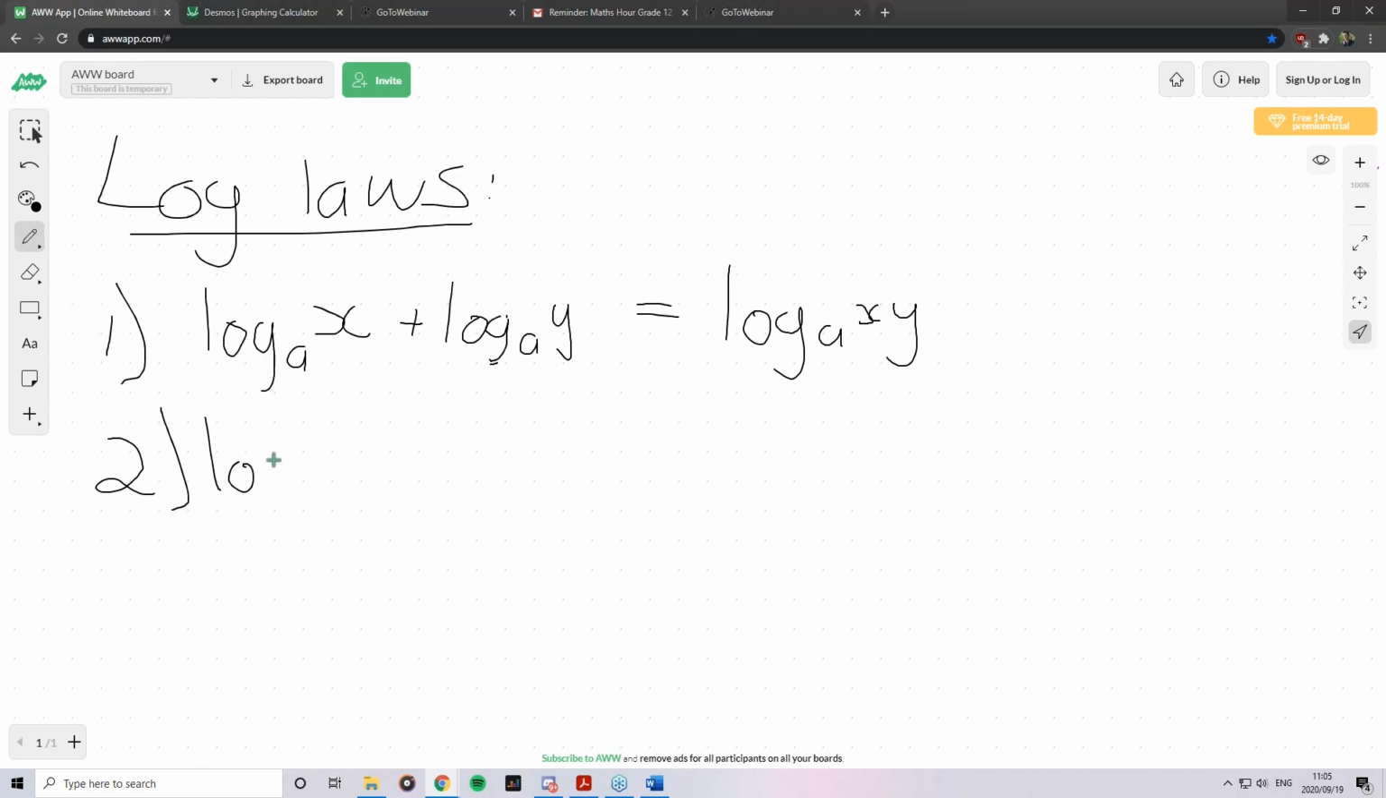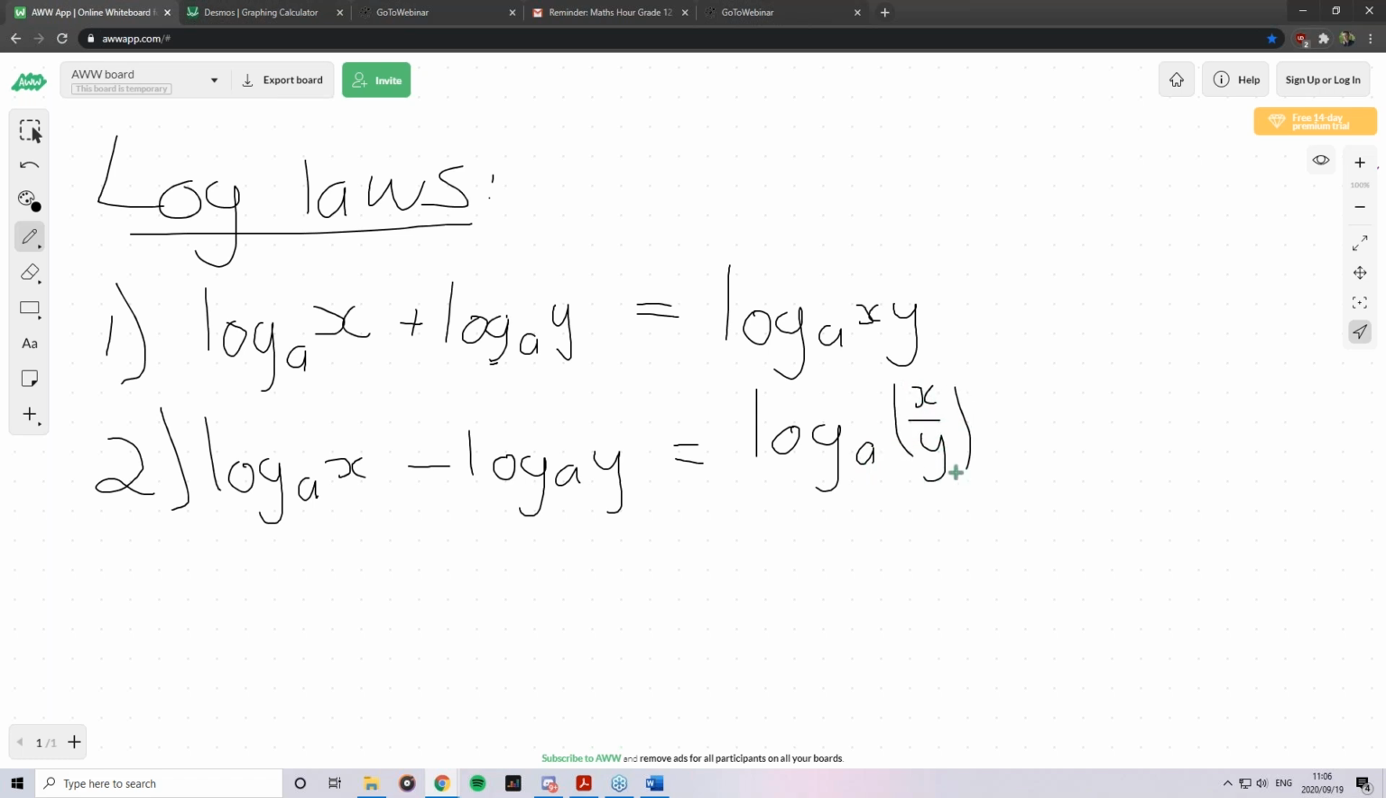The second log law is very similar. Log base a of x minus log base a of y equals log base a of x over y. So you can see if the plus does a multiplication, then the minus turns into division. The third log law, log base a of x to the power of m. This is going to be the most useful one. You can take the m to the front and it becomes m log base a of x. This is the one you're probably going to be using the most, so let's put a little star next to it. This is very important. Log base a of x to the power of m becomes m times log base a of x.